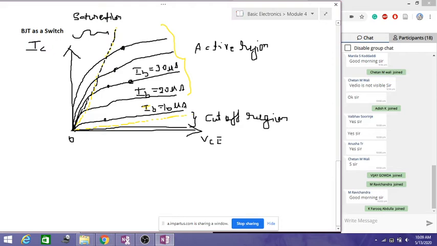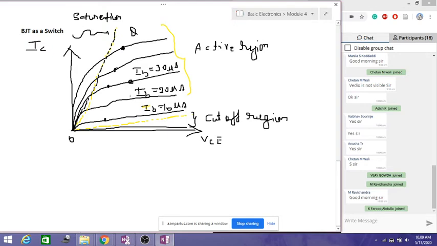So we will not talk about how to fix this Q point because that comes under the DC biasing. That is way beyond the scope of your syllabus currently. So just understand that there is something called Q point, and that Q point we have to fix.